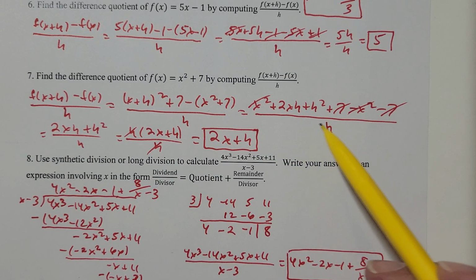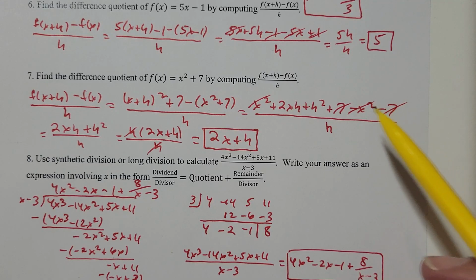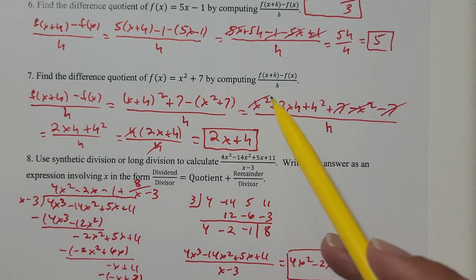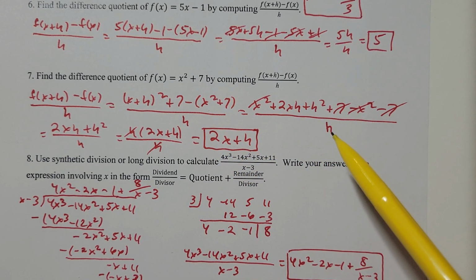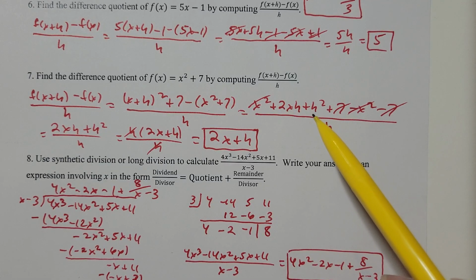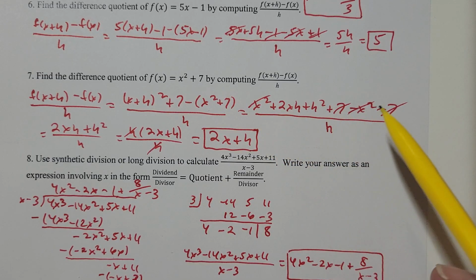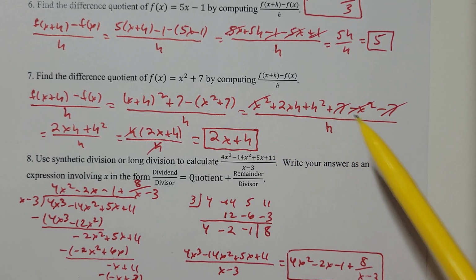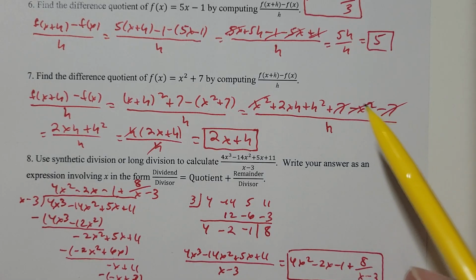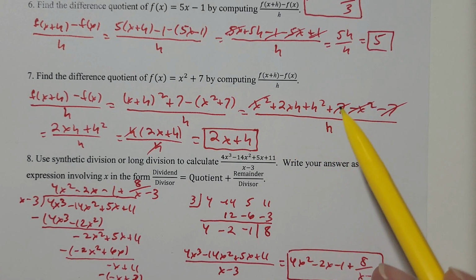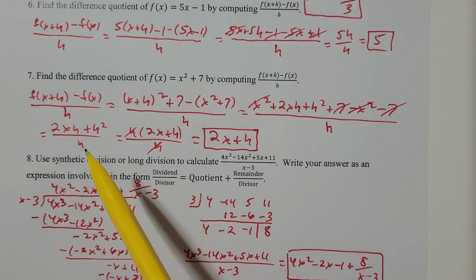And again, you'll have some things canceling. By the way, anytime I have a polynomial, I'm always going to have some things canceling up top. Anything not involving h will be gone. That will always happen. So here's x squared minus x squared, those are gone. 7 minus 7, those are gone. And notice how I only have terms involving h up top.